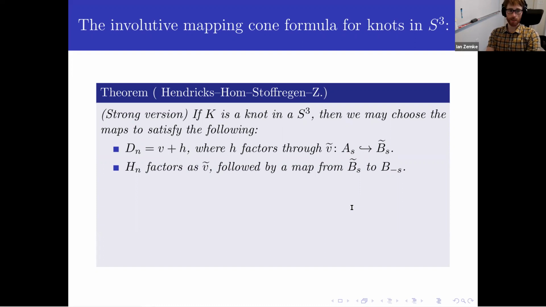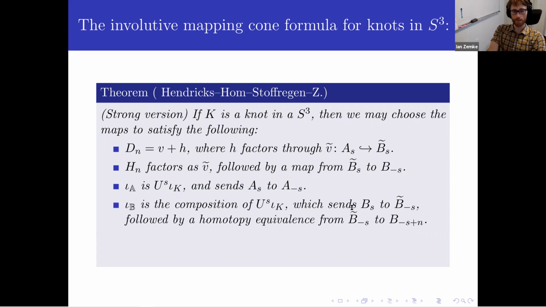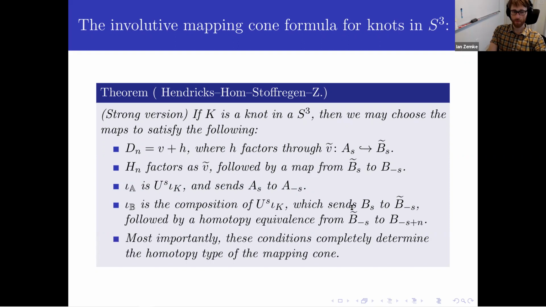So it's some map, it's V tilde, one of these inclusion maps from A_S into the tilde B_S, I guess, followed by just some map that we don't really know how to give a nice description of, per se. And then iota A is, you take the knot involution and you multiply it by a power of U so that it has the right domain and codomain. Iota B is basically this map iota A, but composed with this canonical homotopy equivalence, or a homotopy equivalence.